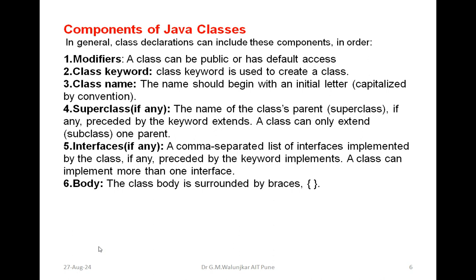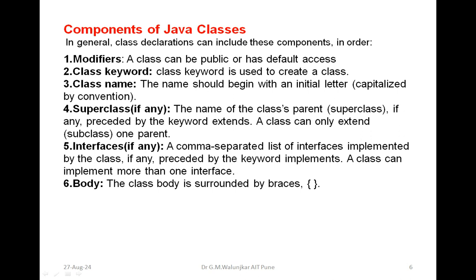What are the different components, here we are talking about Java? With respect to a Java class, what are the different components? In general, a class declaration can include components like modifiers, the class keyword, and the class name. Then the superclass if any, interfaces, and the body of that particular class. These things are expected in any class.